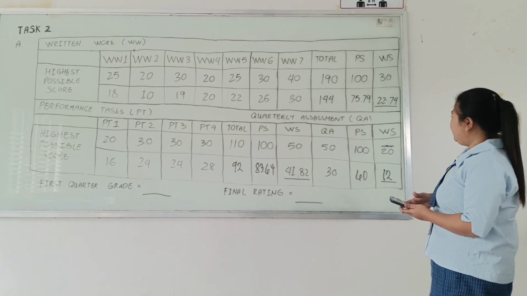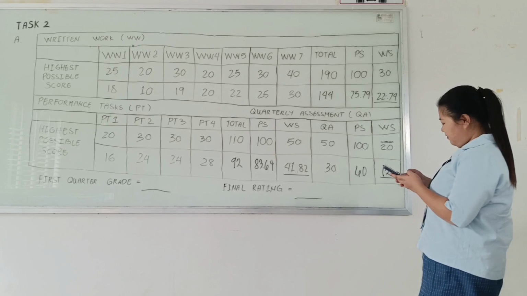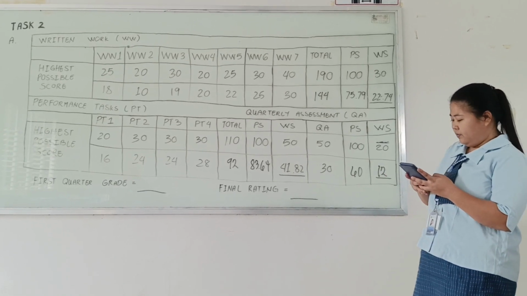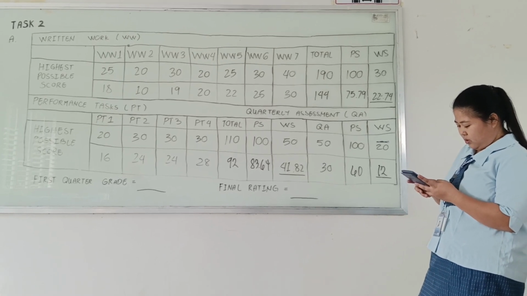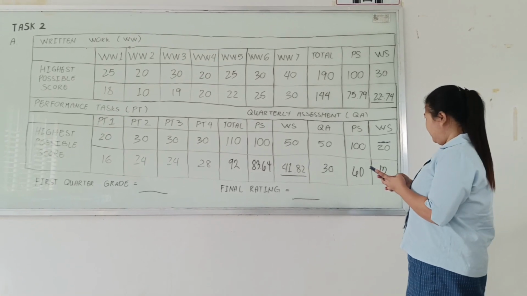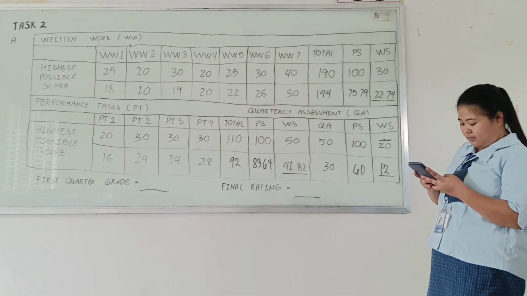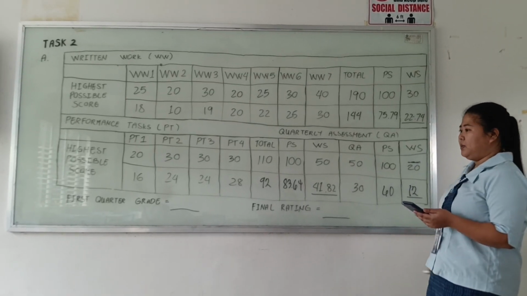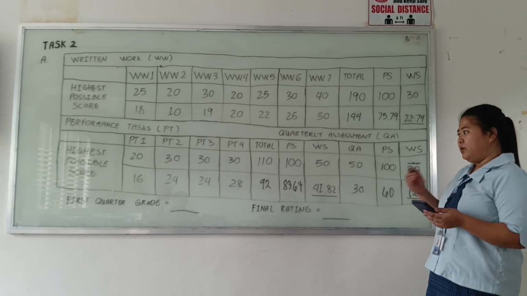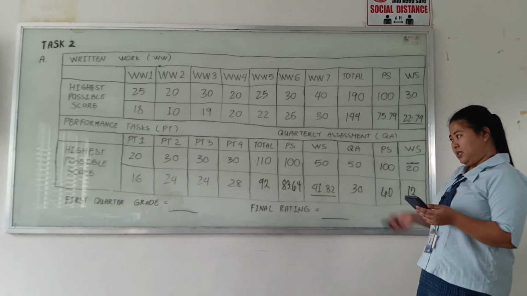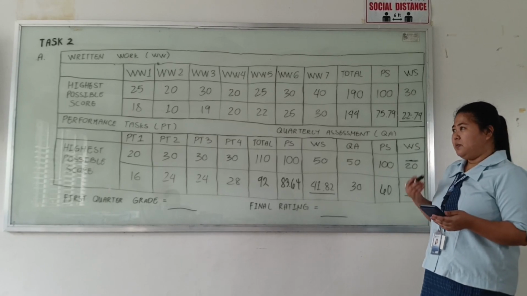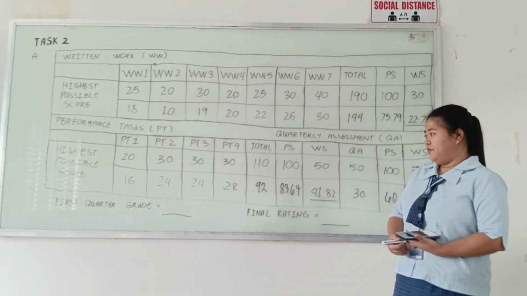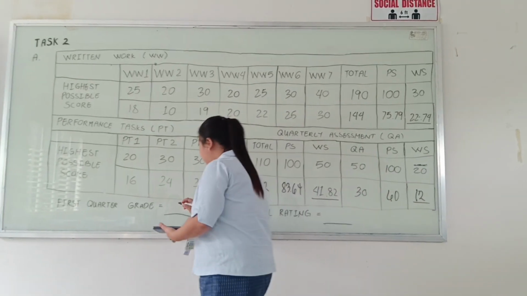So for written work, we have 22.74 added to 41.82, and for the quarterly assessment it is 12. So the total is 76.56. We're going to round off 76.56 into 77, and 77 will be transmuted to 85. So 85 is the first quarter grade of Miss Maris.